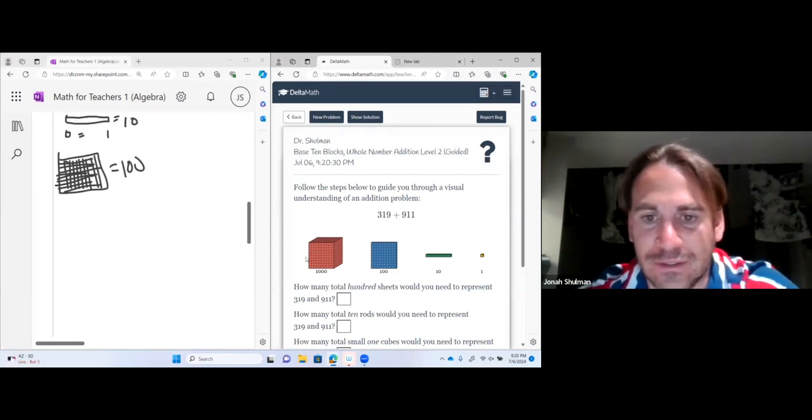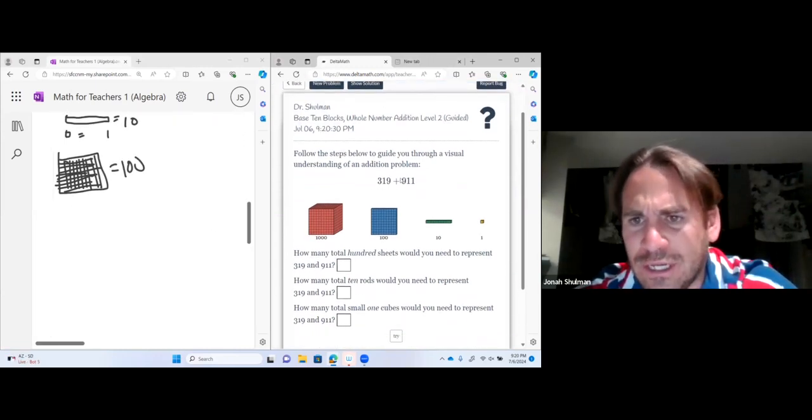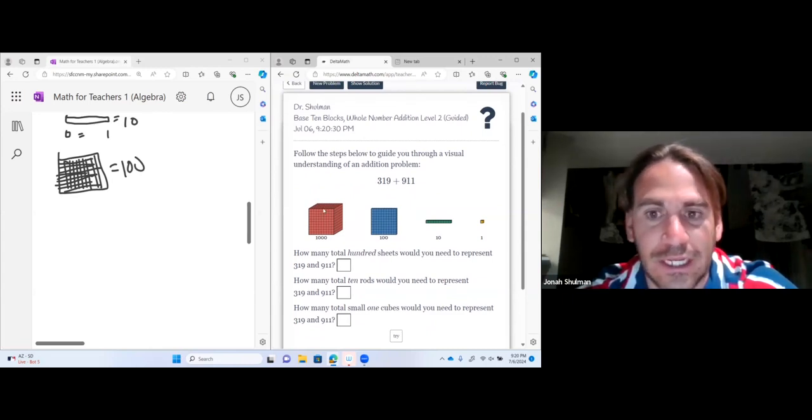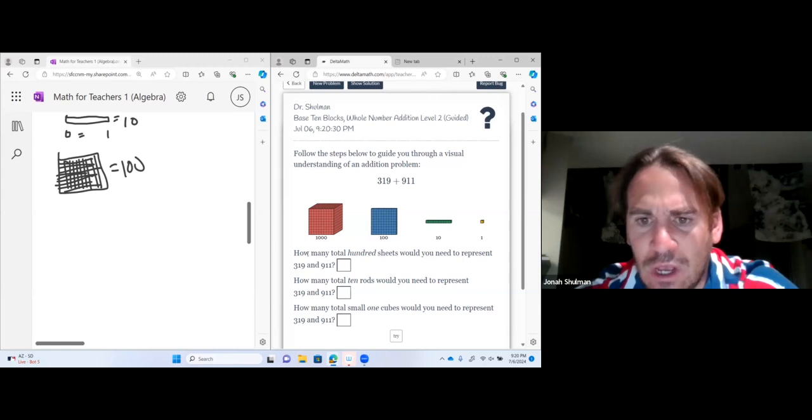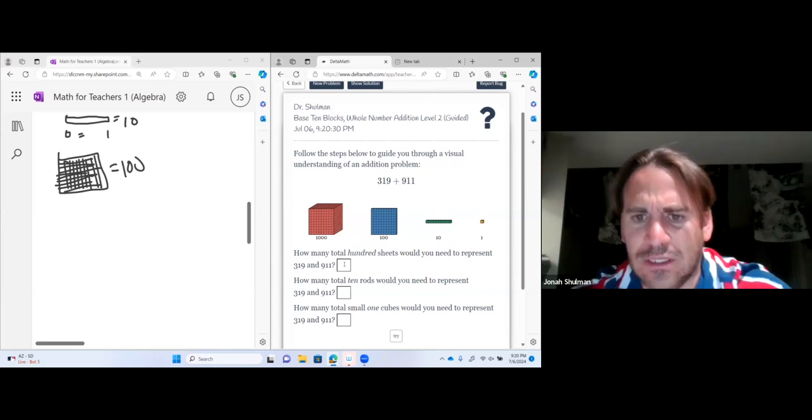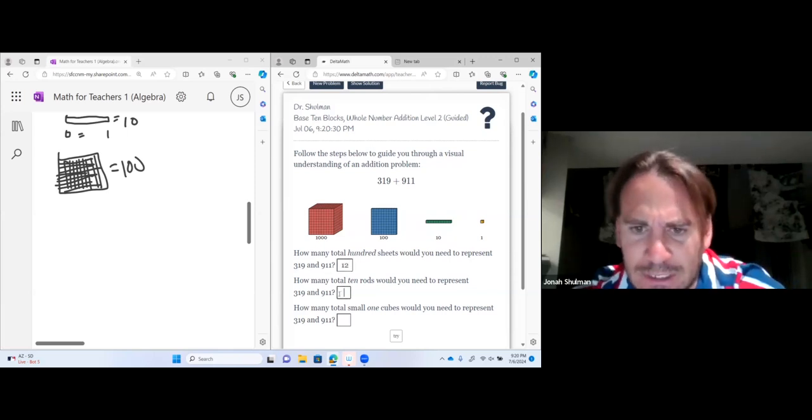All right, so here it is. So we have 319 plus 911. Oh, so we have a 1,000 block here too. Crazy. It's like a cube. So how many total 100 sheets will we need to represent? So that's 3 and 9. So that's 300s and 900s. So that's 12.